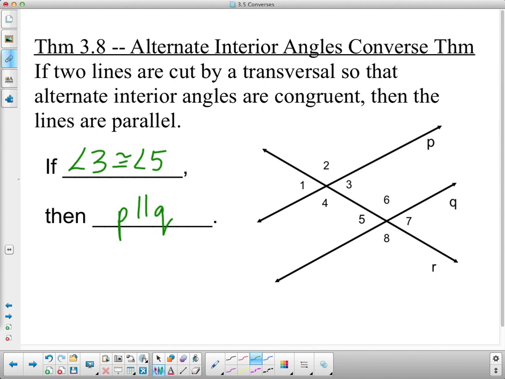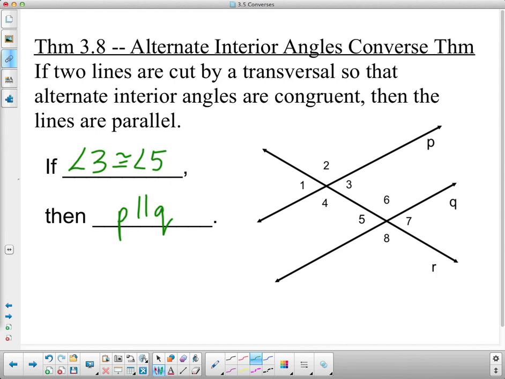Two more. Angle 4 is congruent to angle 6. Yeah, if you had angle 4 congruent to angle 6, then P is parallel to Q, correct. There would be another pair that we could use. I think I'll just put one up there for the example. Got it, Jamie? How many more theorems do we have? There would be 2 more theorems.